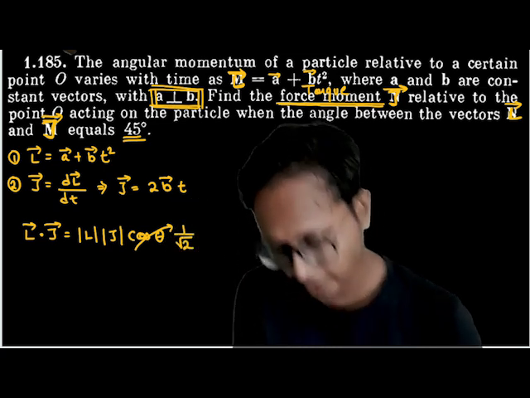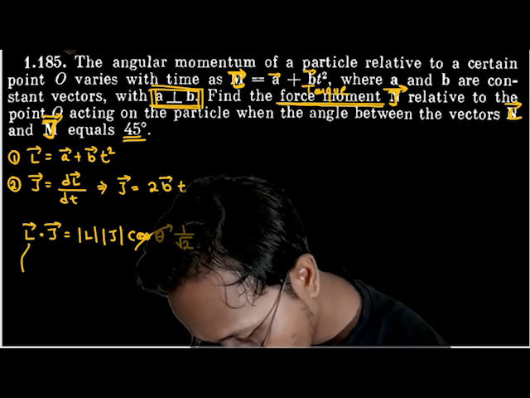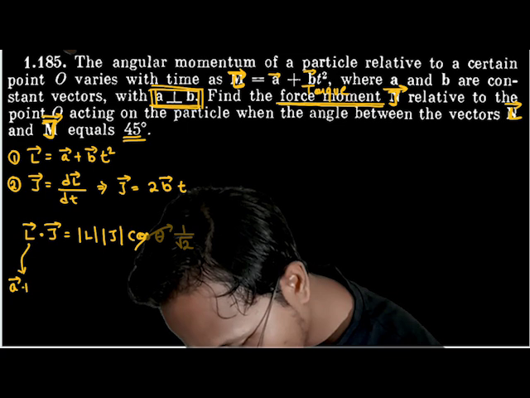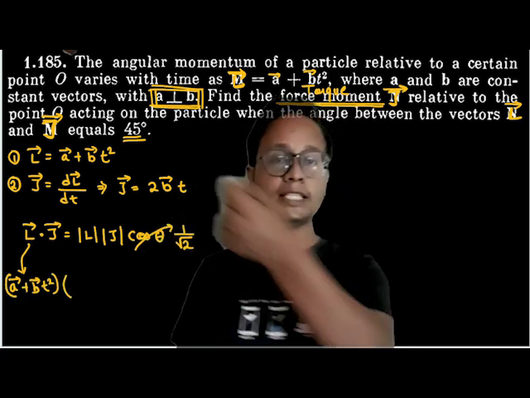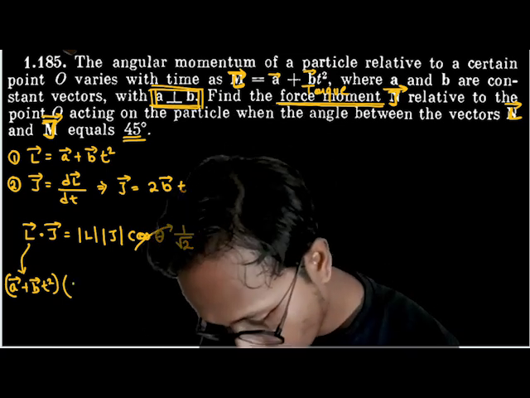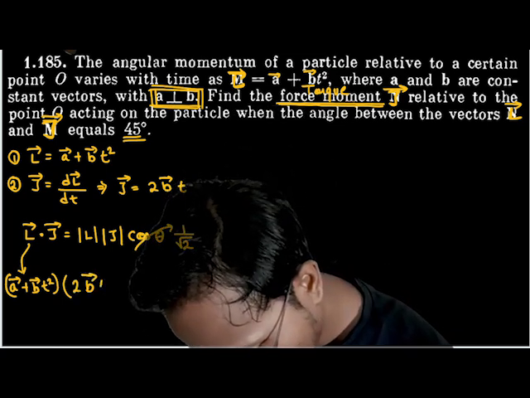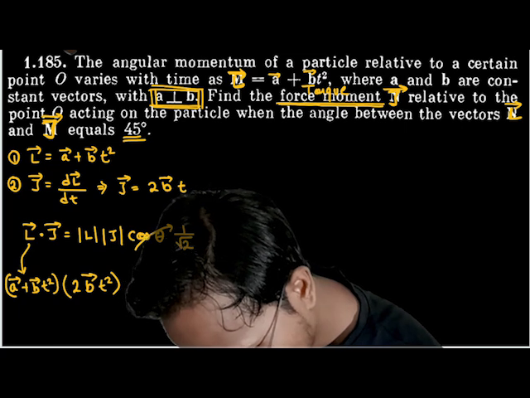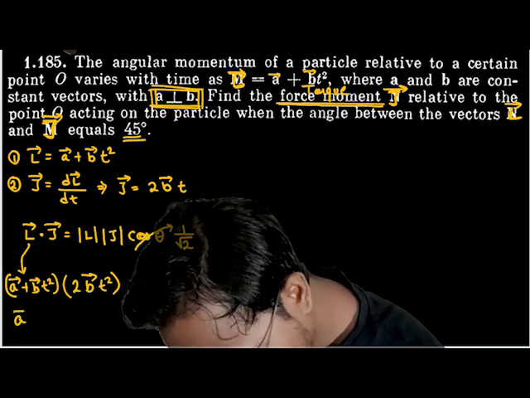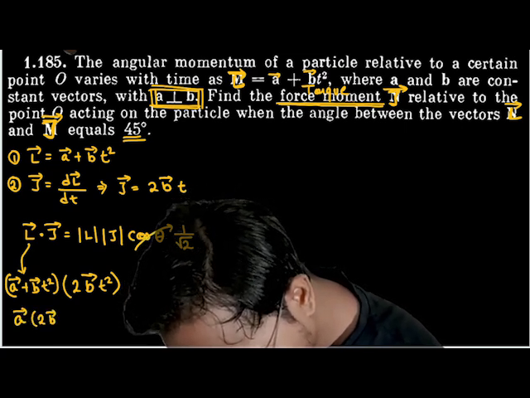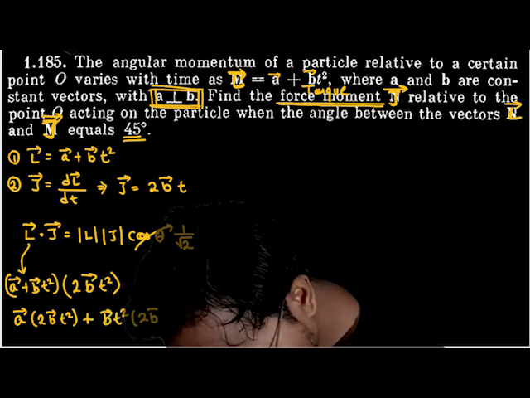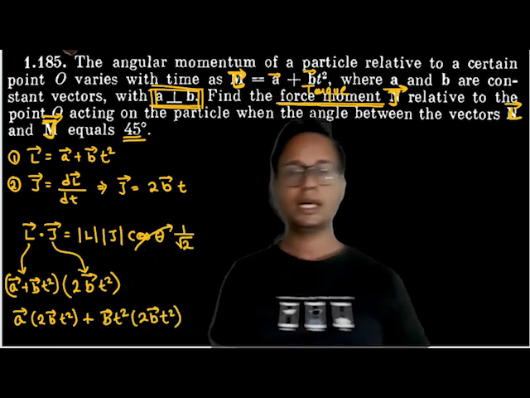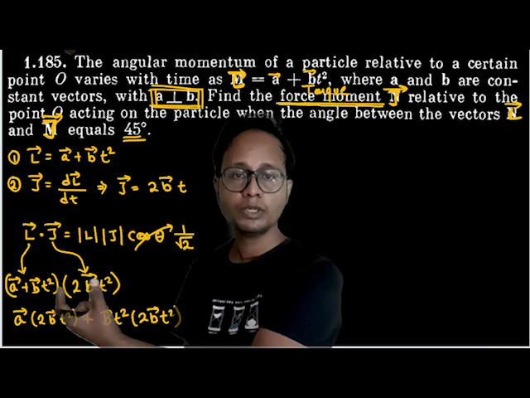Now what is the value of L vector? L vector is given by a plus bt square. What is the value of tau? The value of tau that we achieved here is nothing but 2bt. If I take the dot product of these, it would be a vector into 2bt plus bt square into 2bt. L vector is nothing but this one, tau vector is nothing but this one, and when you multiply these two terms, you get these two terms.